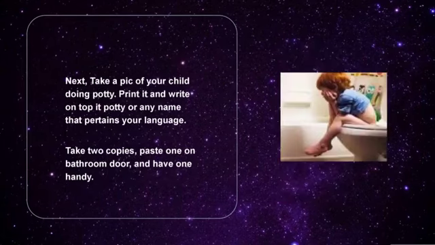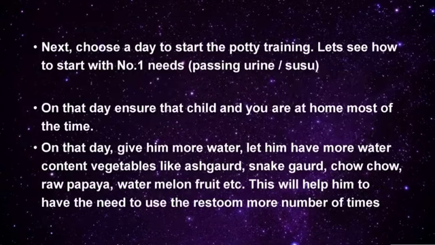Next, take a picture of your child doing potty, print it and write on top of it potty or any other name that you want your child to tell you when he actually wants to do potty. So take 2 copies again, paste one on the bathroom door and have one handy. So point to the pictures on the bathroom door every day and say what it is. Point to your number 1 picture and say so, and point to your number 2 picture and say potty whenever you cross that sign.